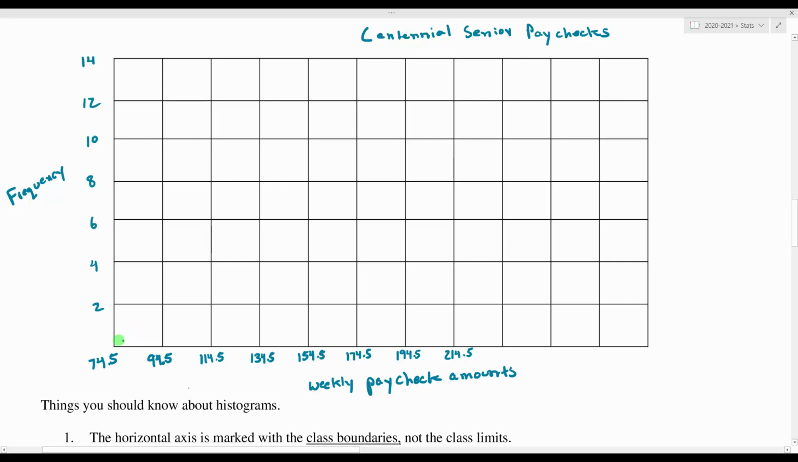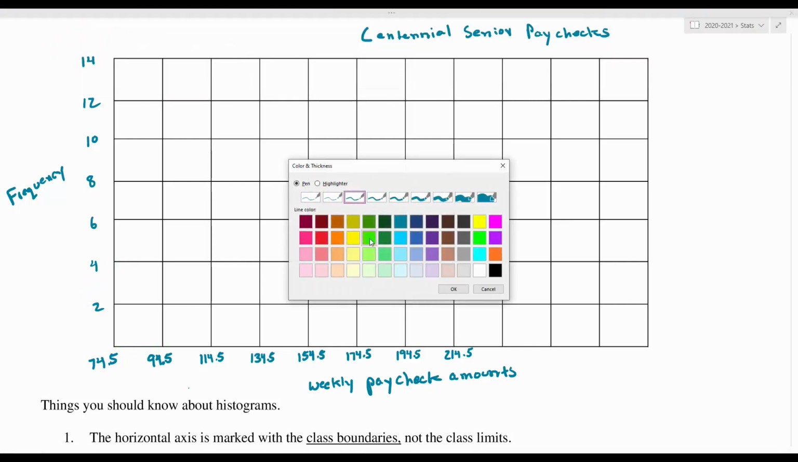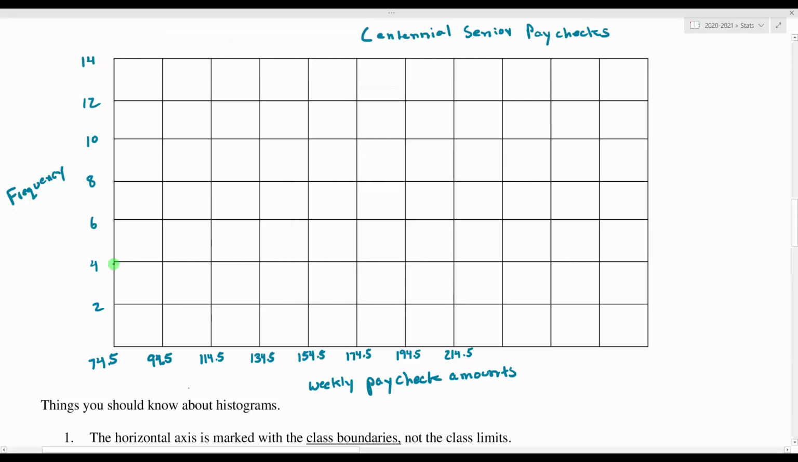So for our first class, in between these two boundaries, we had 4 paychecks. Let me switch colors here. Green, I think green is good. So we had 4 paychecks that were in between $75 and $95, indicated by our boundaries of 74.5 and 94.5. So I'm going to draw a bar just like this, and you might shade it. You would color it in.